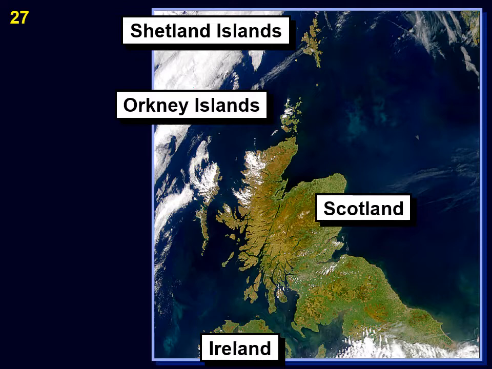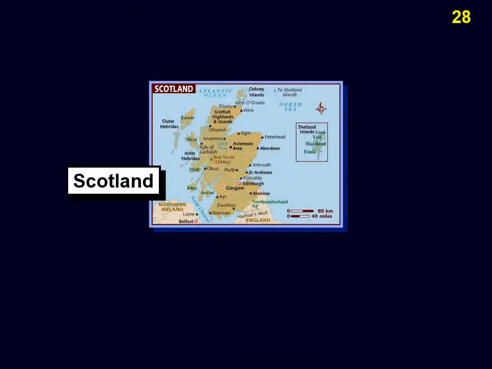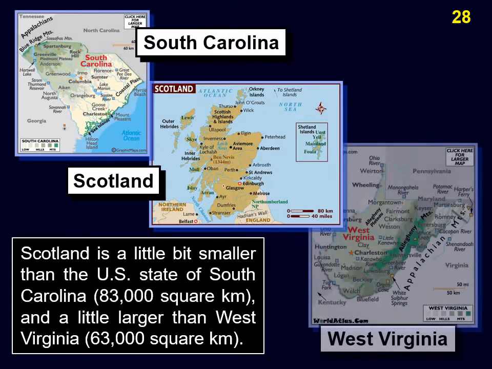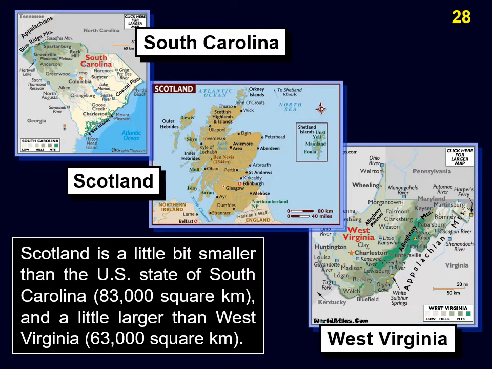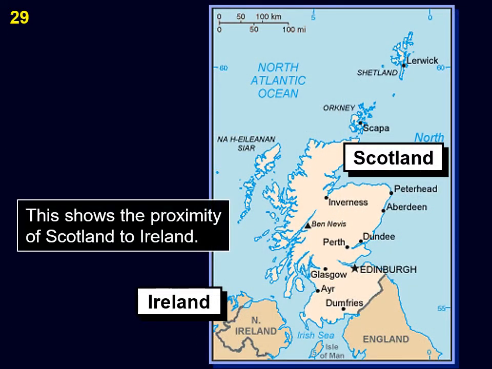The total area of Scotland is 79,000 square kilometers, 30,400 square miles. That is comparable to the size of the Czech Republic in Europe. Scotland is a little bit smaller than the U.S. state of South Carolina, 83,000 square kilometers, and a little larger than West Virginia, 63,000 square kilometers. This shows the proximity of Scotland to Ireland.